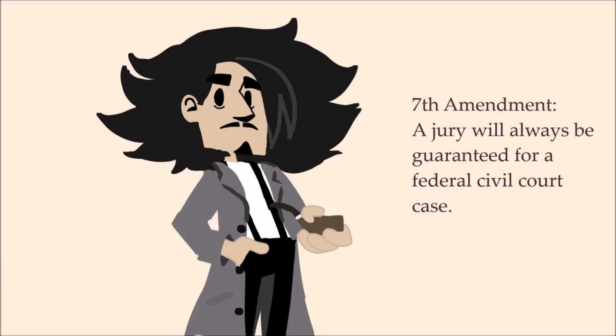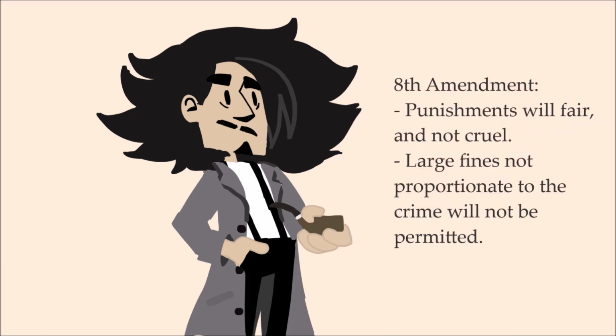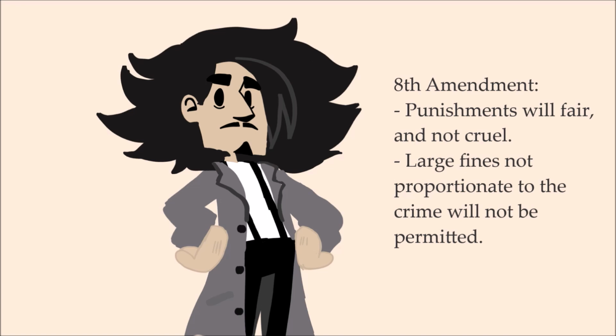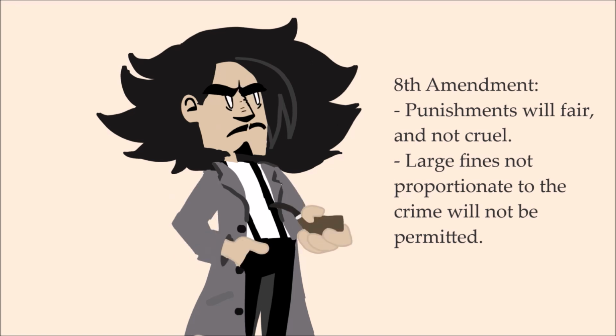The Seventh Amendment just says that a jury will always be guaranteed for a federal civil court case. The Eighth Amendment explains that punishments will be fair and not cruel. So basically, they can't put you on the electric chair or put you on the stocks for not paying off your speeding ticket. It also explains that large fines that are not proportionate to the crime will not be permitted at any time.